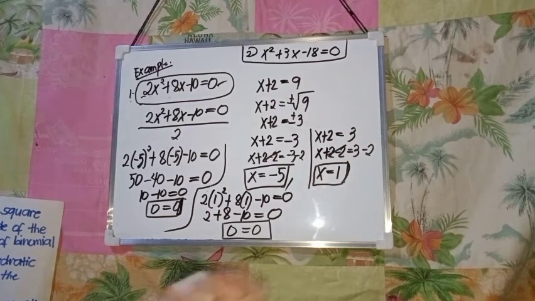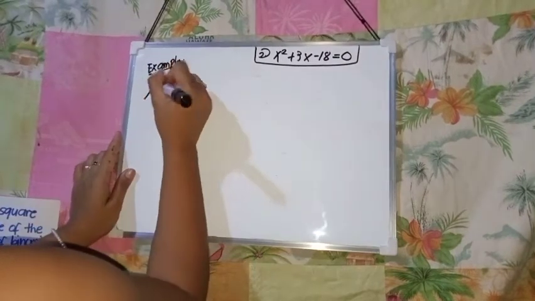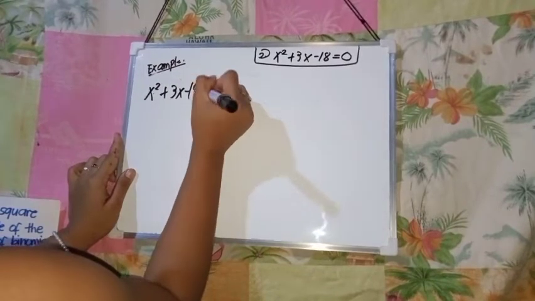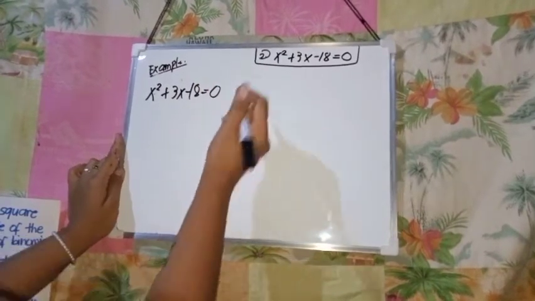So therefore, it is true that x is equal to negative 5 and x is equal to 1 in using quadratic equation by completing the square. Our second example is x squared plus 3x minus 18 is equal to 0.